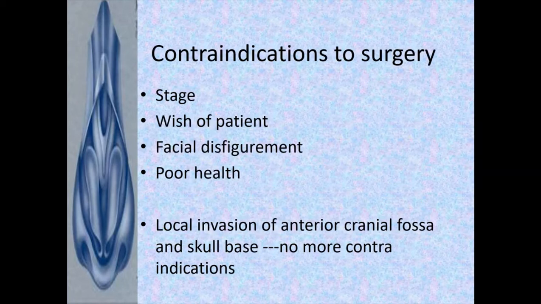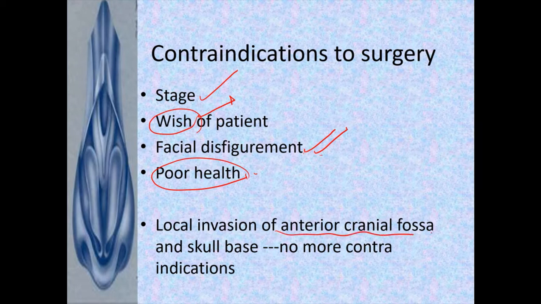What are the contraindications to surgery? Based on stage and the wishes of the patient, consent should be given. There will definitely be facial disfigurement, and poor health is a contraindication. So you have to get the patient's consent also. Local invasion of the anterior cranial fossa and skull base are no longer contraindications. Even with anterior cranial fossa or skull base involved you can do surgery. Nowadays we can go for surgery even for this local invasion.